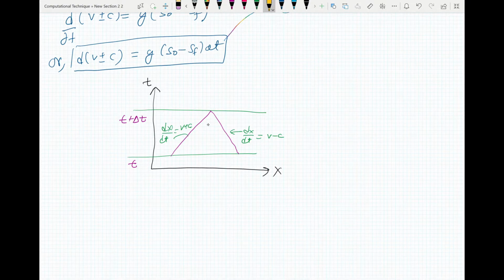and this distance, if we take line here, this distance here will be v plus c into delta t, and this distance here will be v minus c into delta t because of the negative slope. And let's say this is point P, this is point A, and this is point B. So the lines here AP and BP are the characteristic lines.